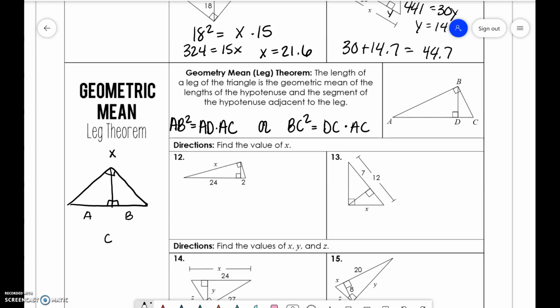So we have to find 24 plus 2 is 26. So X squared is equal to 24 times 26. So 24 times 26 is 624. So we get X is equal to 24.5.